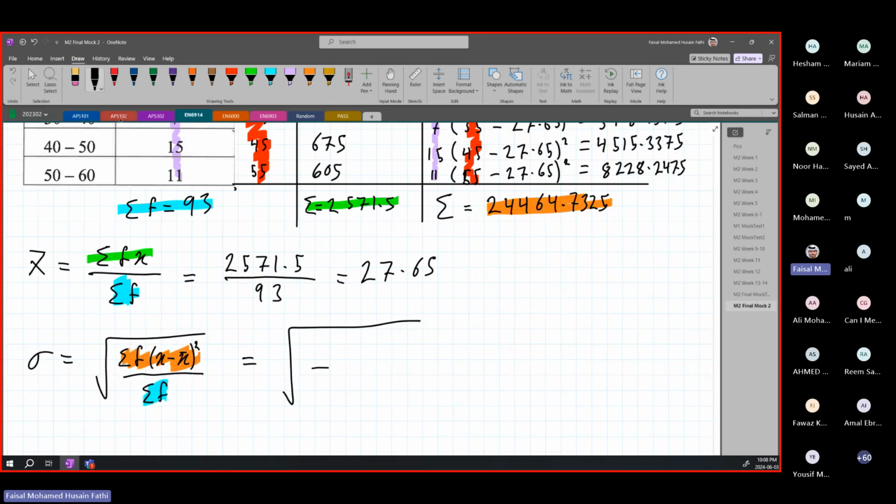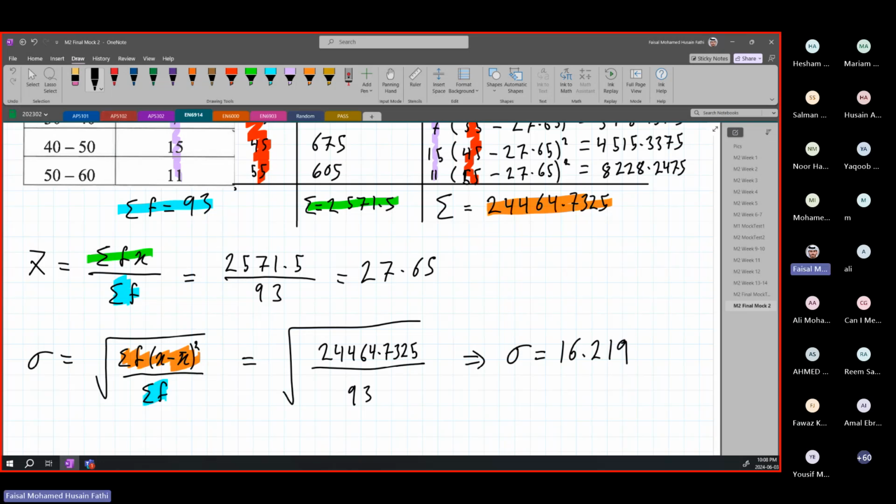the square root of our sigma f is 93, and the numerator is 24464.7325. This will give us that our sigma is equal to, divide by 93, square root of that is 16.219. All right, that's how you would solve it in one step.